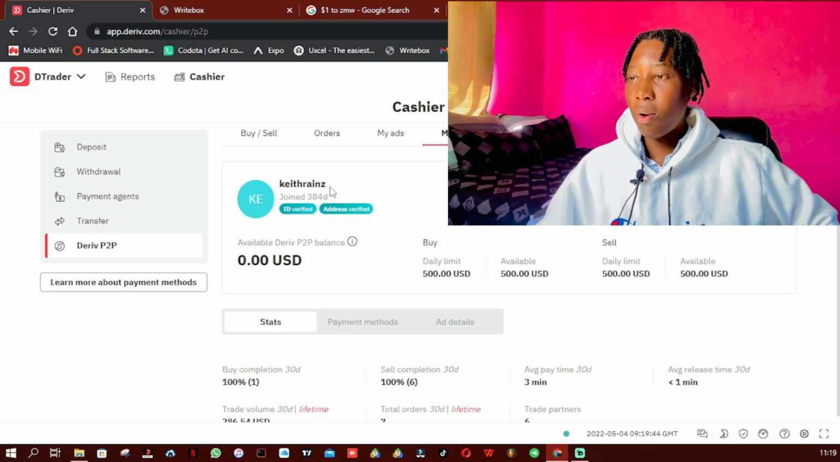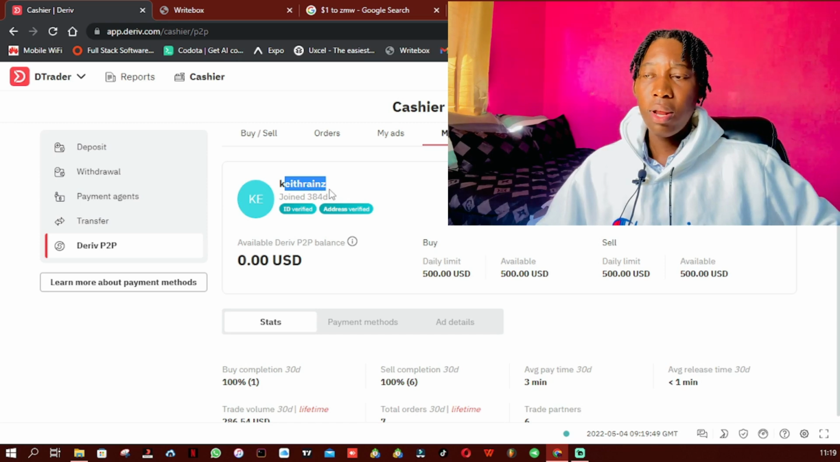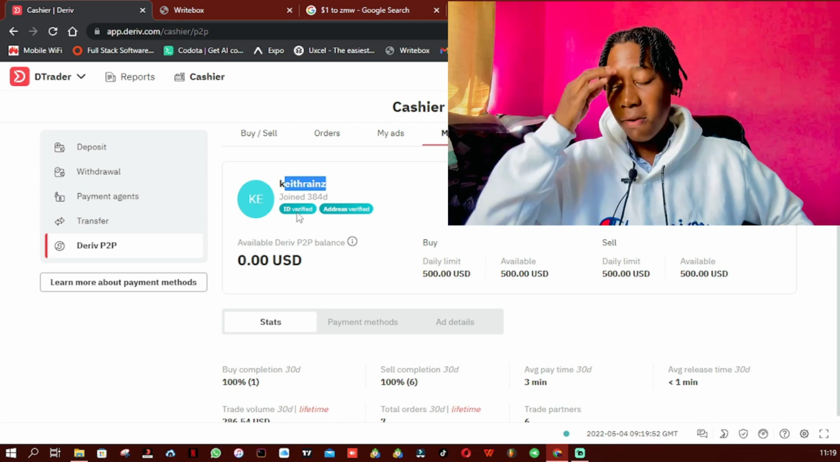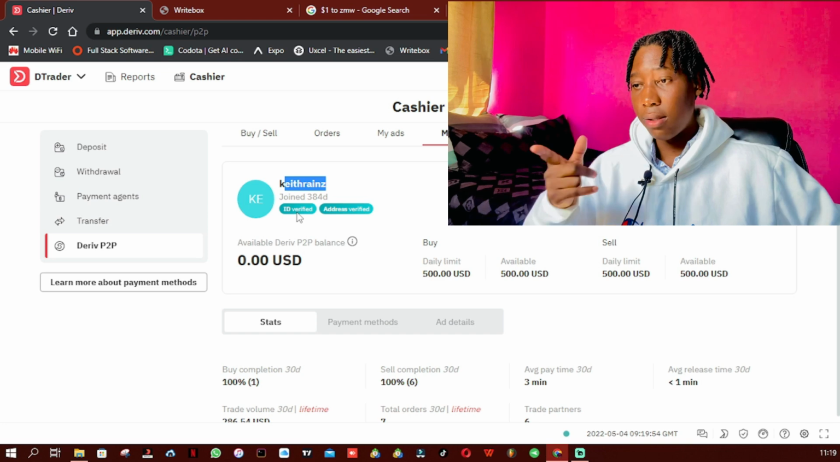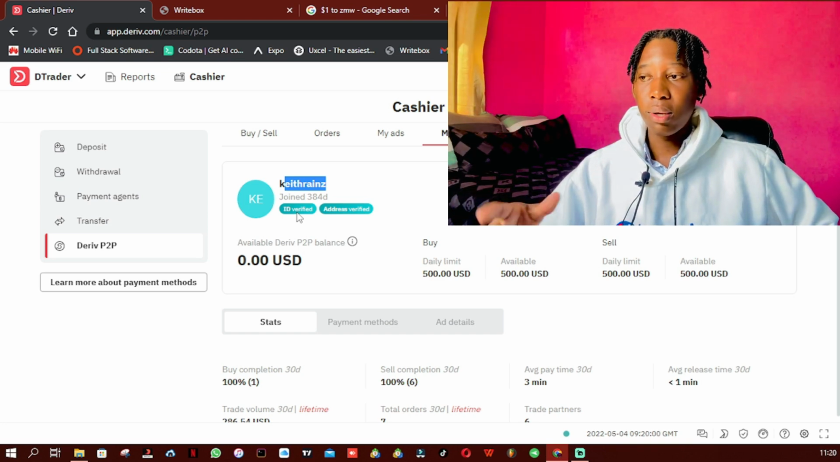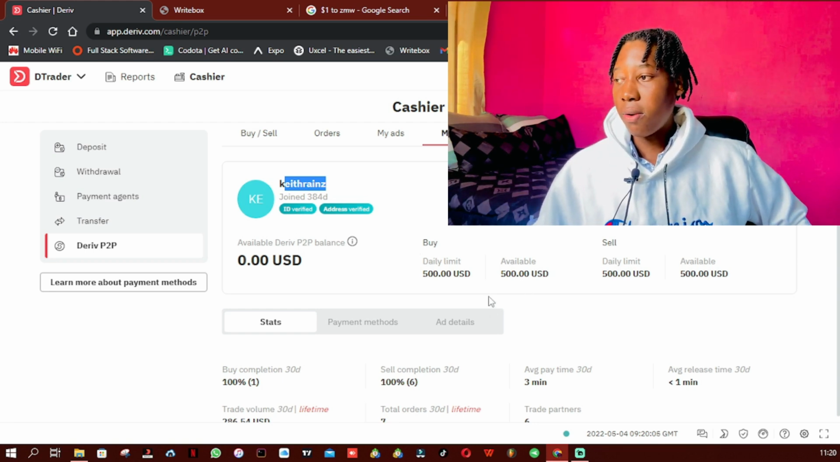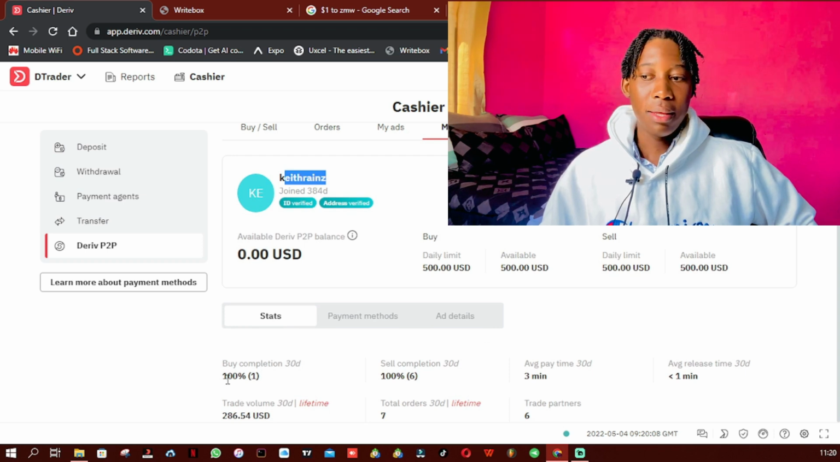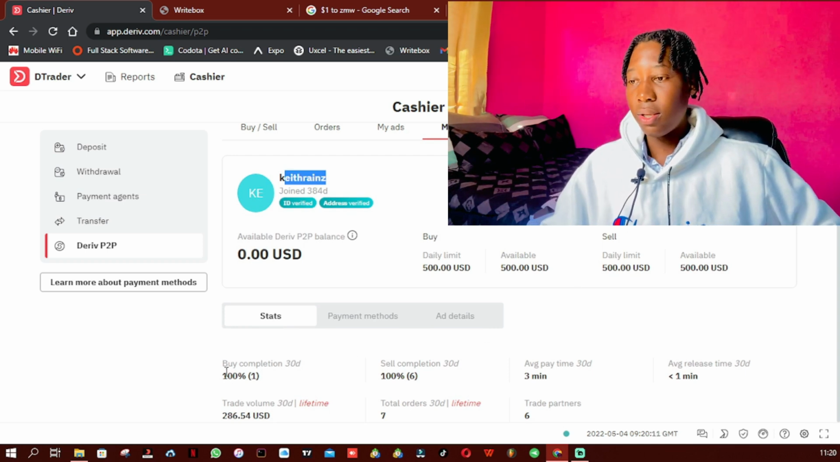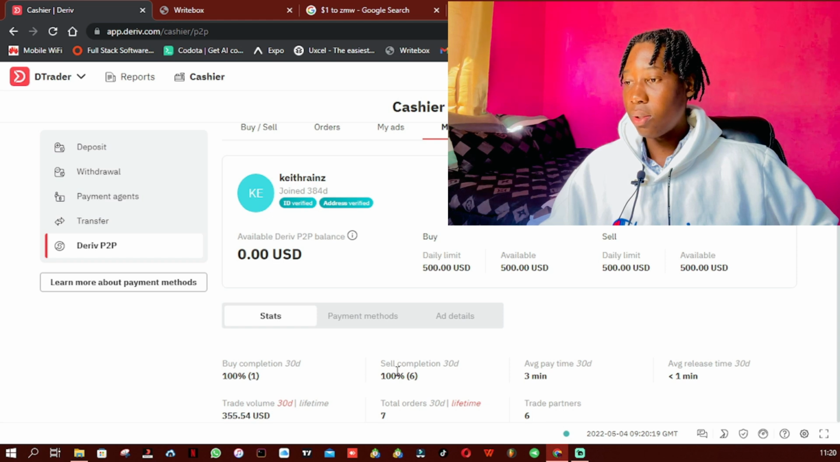Okay, so let me just show you my profile. So this is my profile and it's Catherine. I joined about 384 days ago, so more than a year ago. My ID has been verified. For this to work, you actually need your ID to be verified. My address is optional, but your address needs to be verified to increase trust. My daily limit is $500, which is okay. And as you can see, my buy completion rate is 100%, which is supposed to be good. And my trade volume is about $355, which is okay.